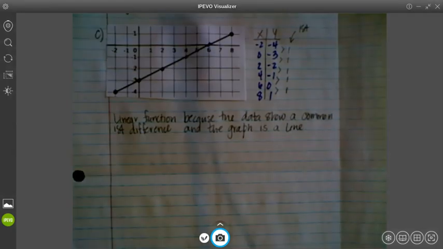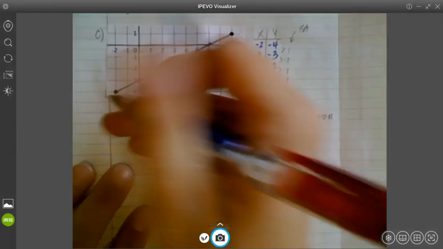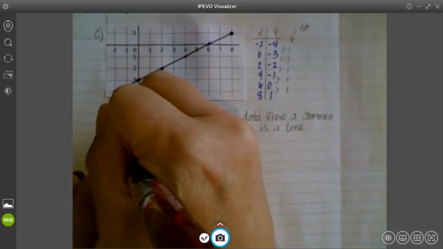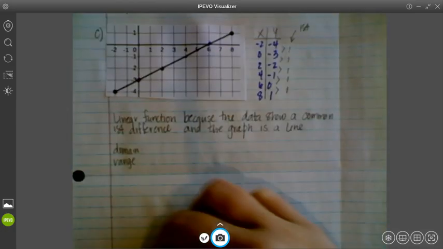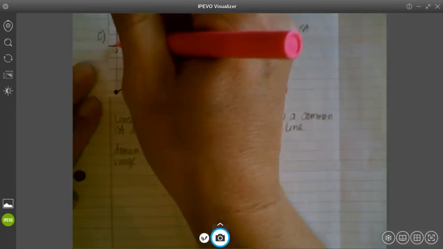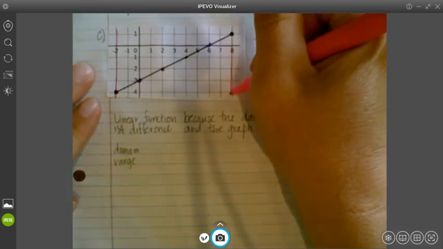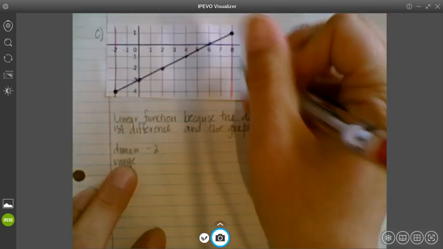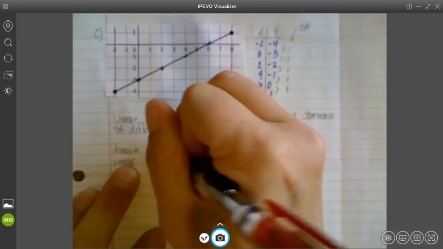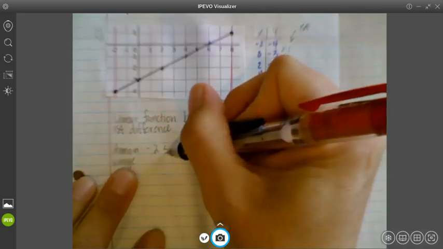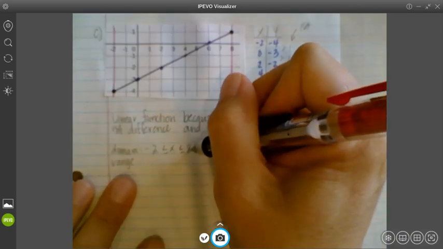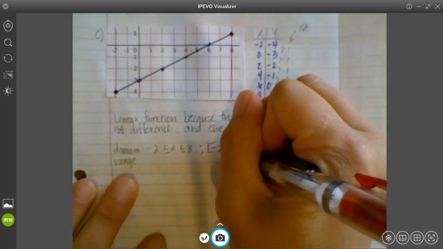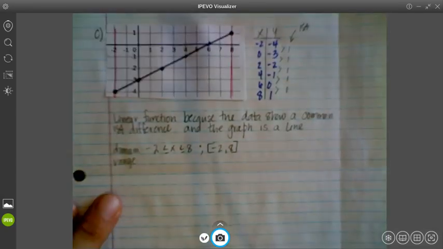Now, once again, we want to write the domain and range in both inequality and interval notation. For the domain, we look from left to right. So I'm going to mark my lines, the left side to the right side. So our domain is from -2 to +8 and everywhere in between. So -2 is less than or equal to x, which is less than or equal to 8. And in interval notation, it's brackets from -2 to 8.